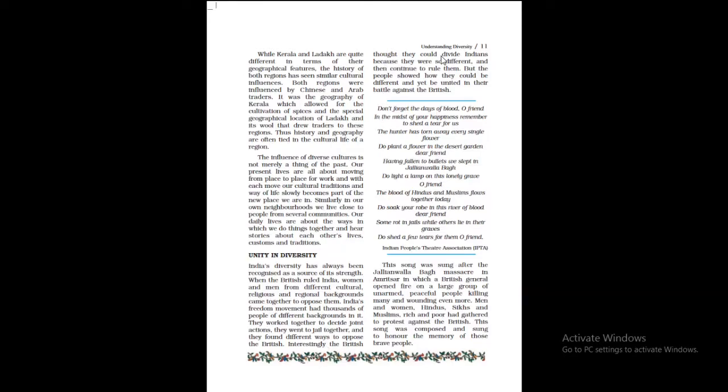Interestingly, the British thought they could divide Indians because they were so different and then continue to rule them. See, boys, very interestingly, the British thought that as Indians are of different religions, they could divide them and continue their ruling period. But the people showed how they could be different and yet be united in their battle against the British. The people of India proved that though they are different, they are united in their battle to fight against the British.